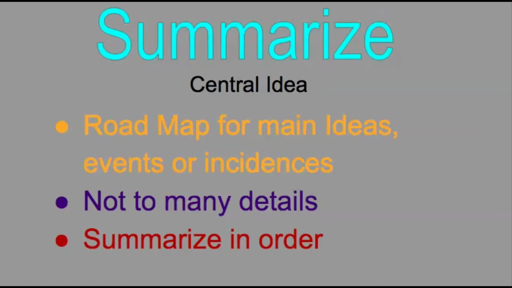One of the skills that you'll need to have is being able to summarize or get the central idea of a text. In order to do this, you need to first road map your main ideas, events, or incidents that take place in that section or in that excerpt. You want to make sure that you're not putting too many details because remember, this is a summary, so it's what it's mostly about. You also want to make sure that you go in order.